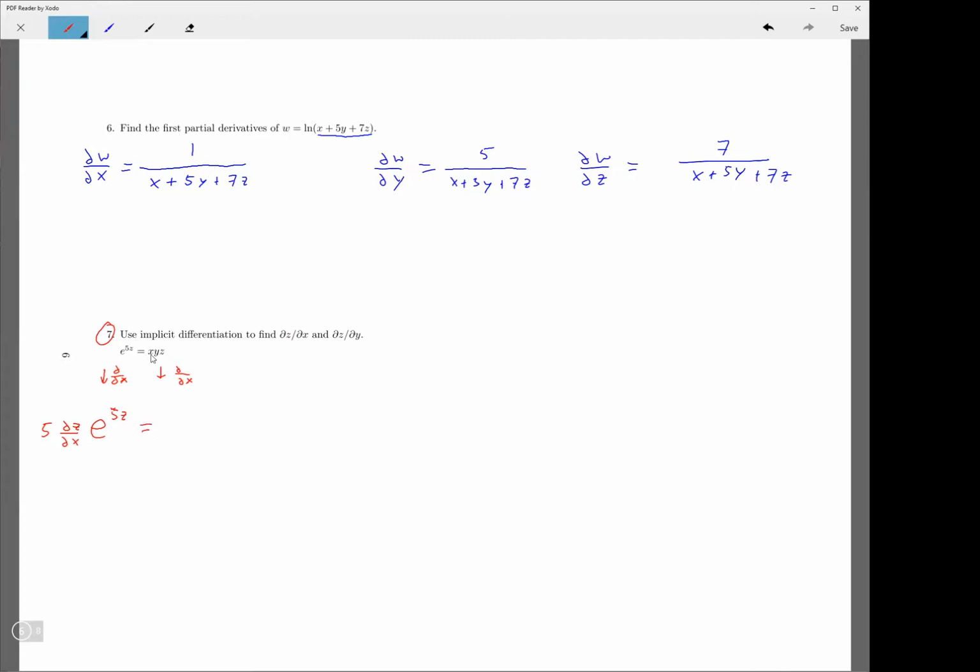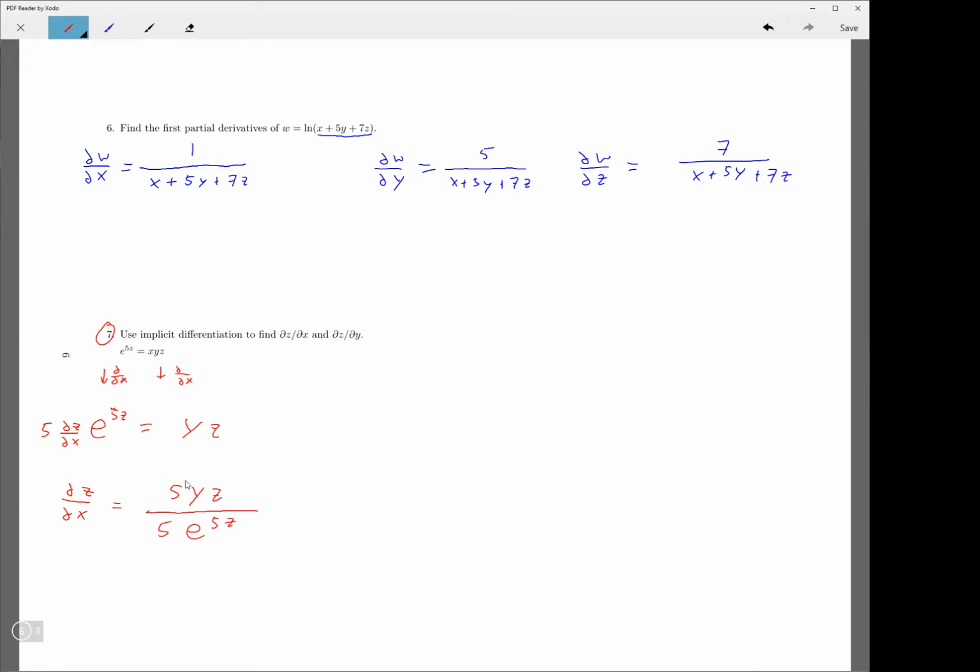And then over here, you take the partial of this with respect to x. What are you going to get? Now, the y and the z are like constants. So you're just going to get yz, because the derivative of that's 1, and then those just carry over like constants. And so if we divide by 5 e to the 5z, you get that.